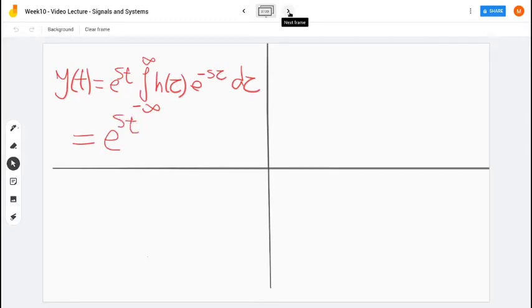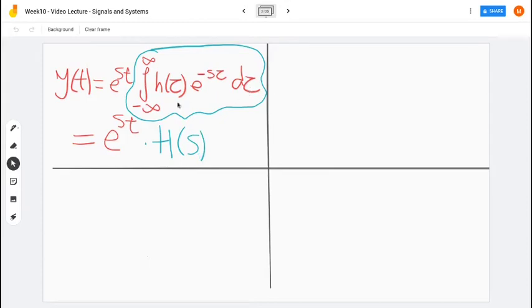And in this case, as you can see, the output is simply e to the power st multiplied by this function, integration from minus infinity to positive infinity, h of tau e to the negative s tau d tau. This integration is actually depending on the function h. That's why we will call it capital H. And it will only be a function of s, because when you integrate with respect to tau and put the limits, tau will disappear, sort of, and you will get y of t equal to e to the power st times h of s.